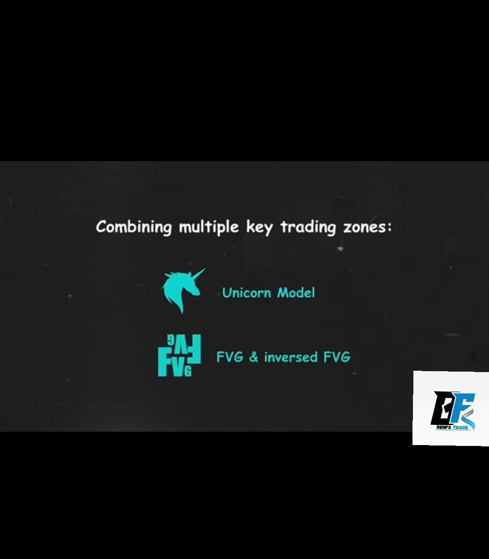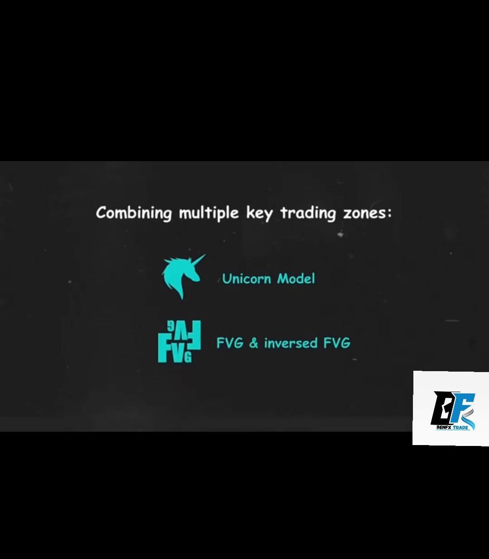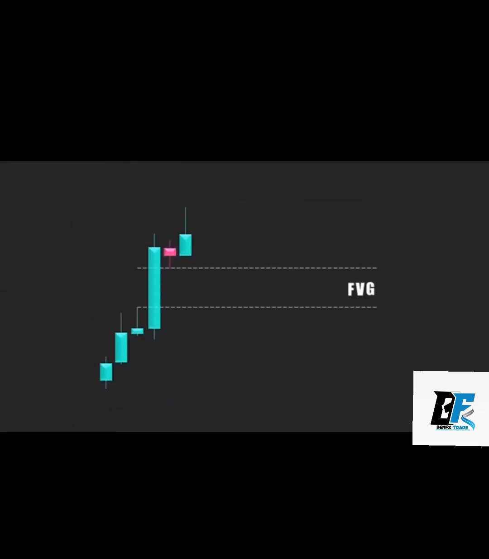Now, combining multiple key trading zones isn't exclusive to the unicorn model. Another highly effective combination often seen in the market is the overlap of a fair value gap with an inversed fair value gap. But what does this mean exactly? You're already familiar with fair value gaps.